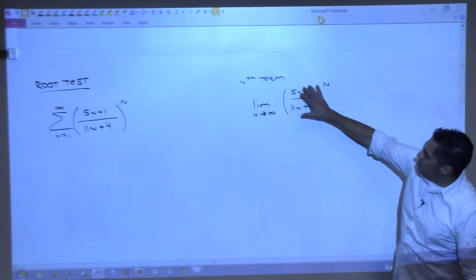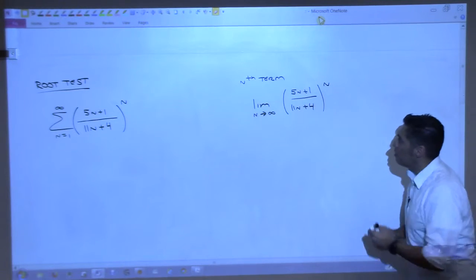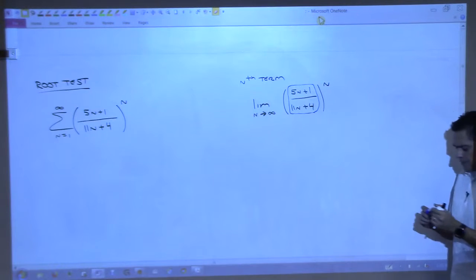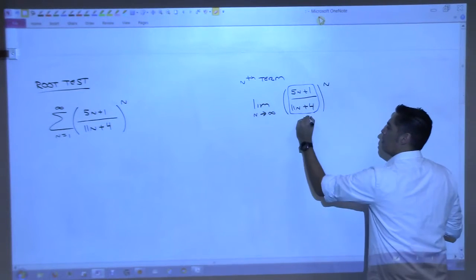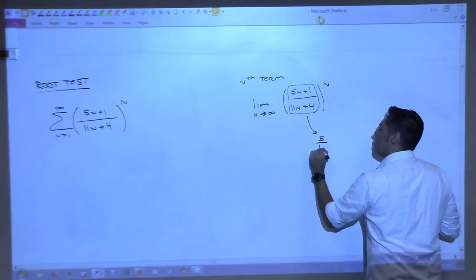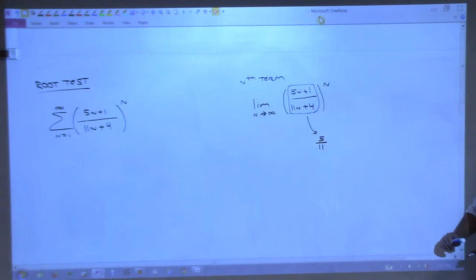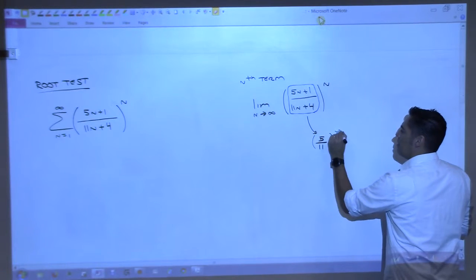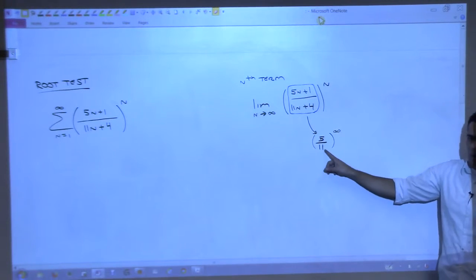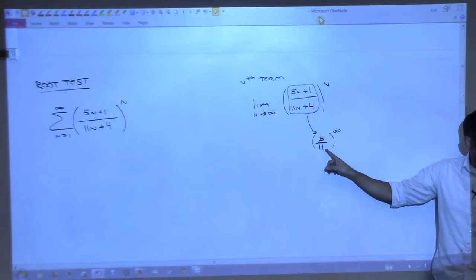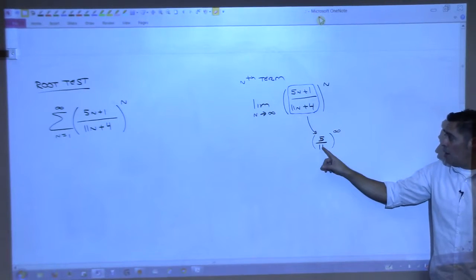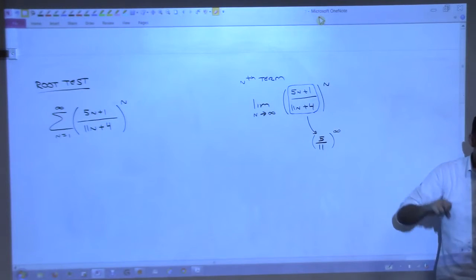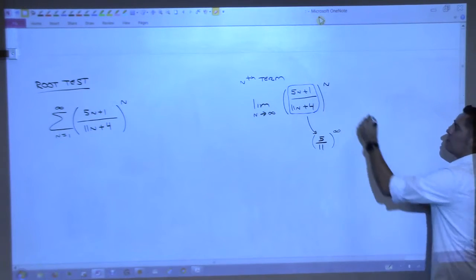Well, tell me what happens inside here. As you let n go to infinity, what does that head towards? 5/11ths. And then what is your exponent heading towards? Infinity, right? So 5/11ths to the infinity. This number is smaller than 1, and so you're taking a number that's smaller than 1 and raising it to a bigger and bigger power, which means it gets smaller. So we know that this limit goes to 0.